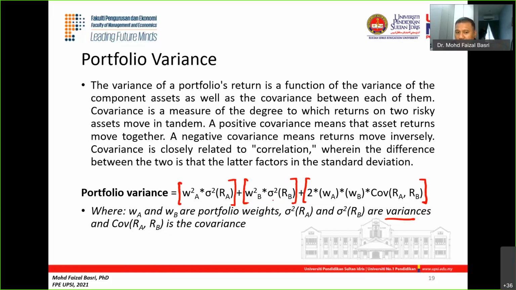Plus 2, which is a fixed number, multiplied by weight A, multiplied by weight B, times the covariance. This is the covariance that we calculated based on the covariance formula. So in the case of portfolio variance, we need to know the covariance. To know the relationship between the two stocks, we need to find the covariance, not the correlation, the covariance.